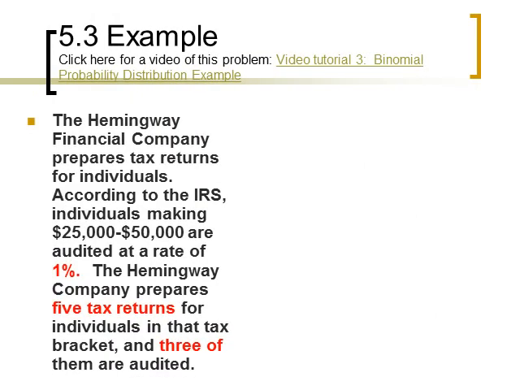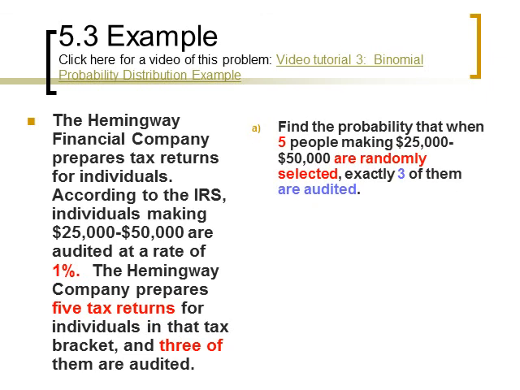The Hemingway Financial Company prepares tax returns for individuals. According to the IRS, individuals making $25,000 to $50,000 are audited at a rate of 1%. The Hemingway Company prepares 5 tax returns for individuals in that tax bracket, and 3 of them are audited. We want to first find the probability that when 5 people making $25,000 to $50,000 are randomly selected, exactly 3 of them are audited.